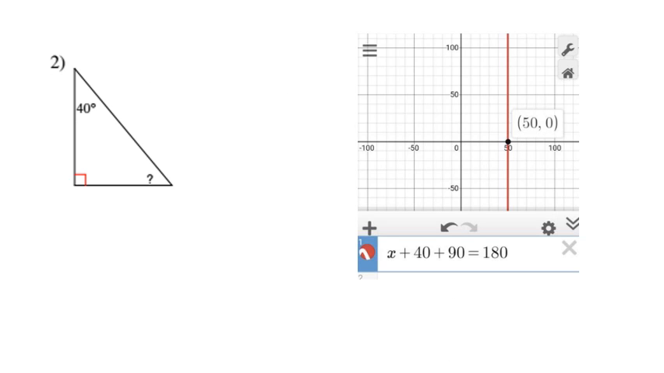So here's another one. Remember that that little box means 90. So you can see the Desmos calculator. We'll call the missing angle x plus 40 plus 90 equals 180. And the missing angle is 50 degrees.